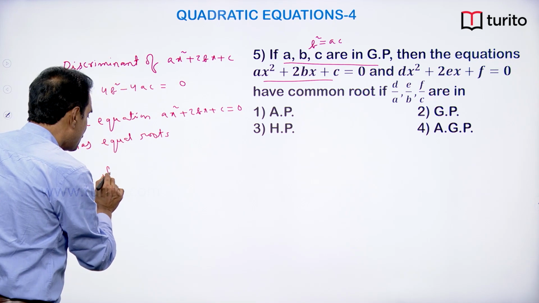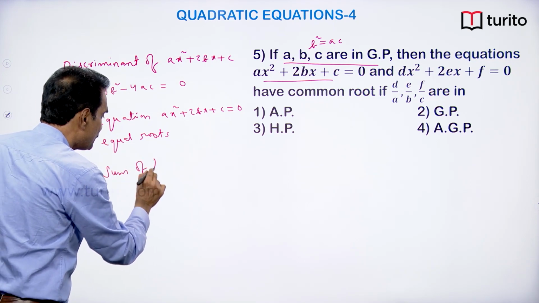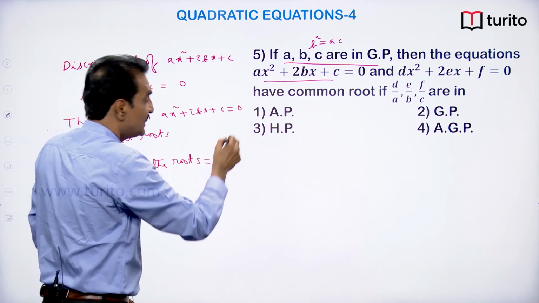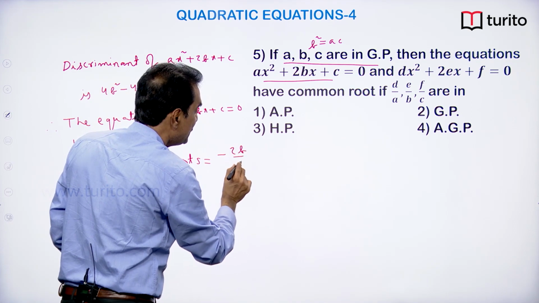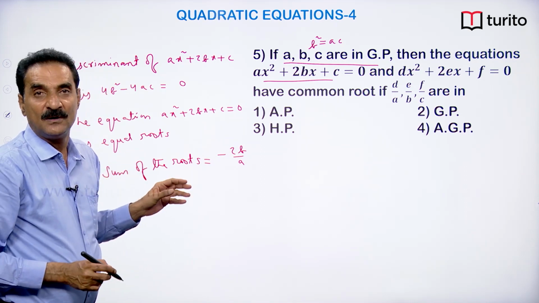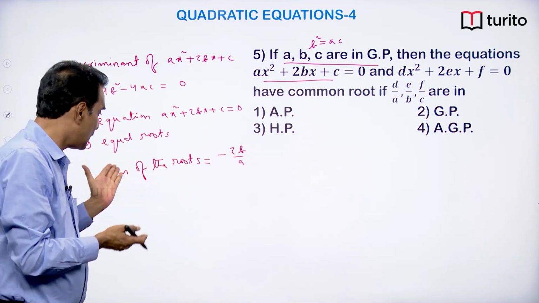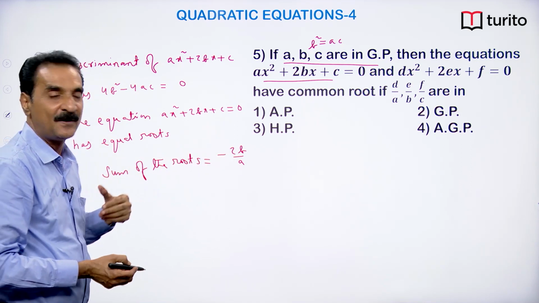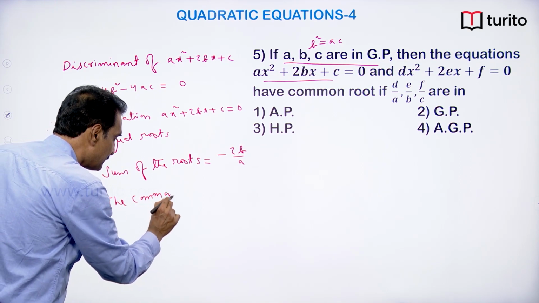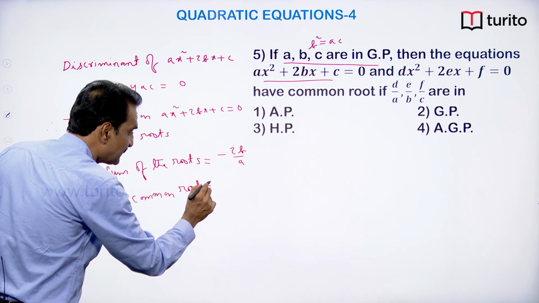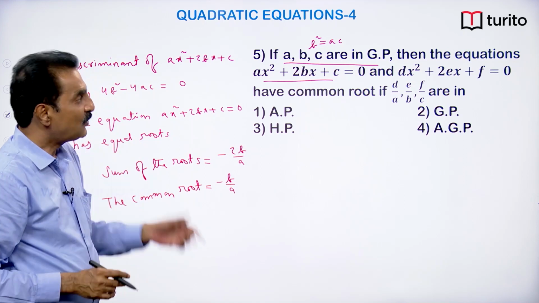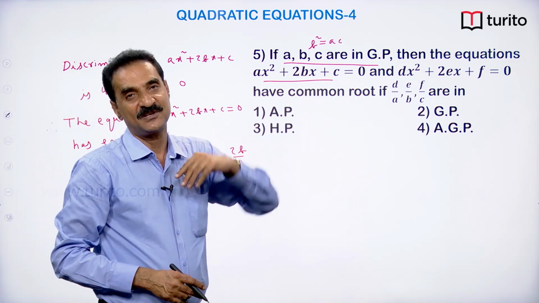Here, what is the sum of the roots? Sum of the roots is minus 2b by a, is it not? And since both the roots are equal, alpha plus alpha, 2 alpha, is this. What is alpha? The common root is half of this, that is minus b by a. Now, this minus b by a should satisfy the second equation.